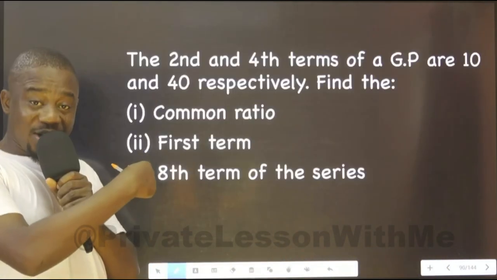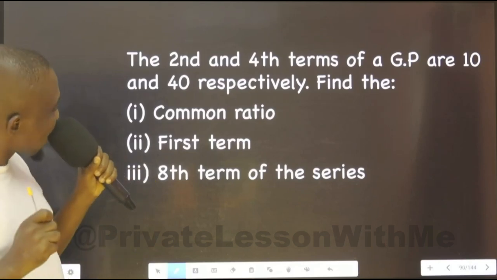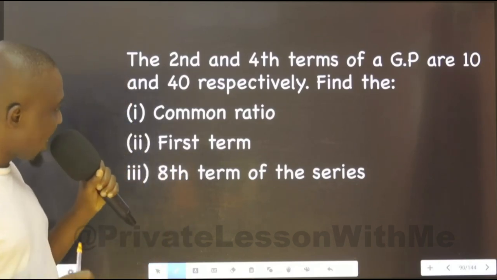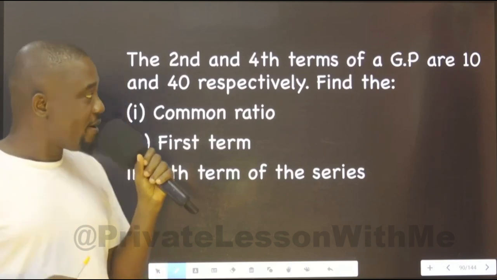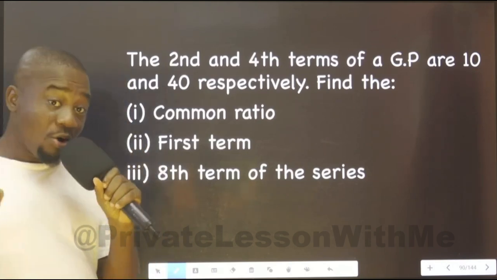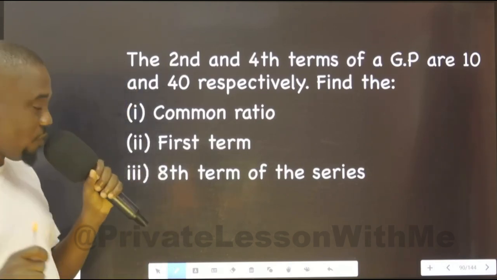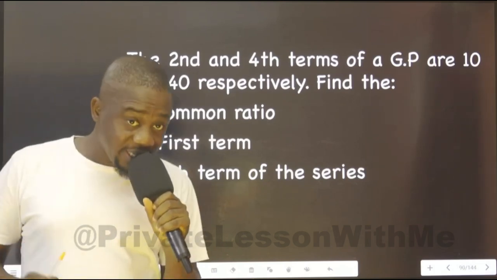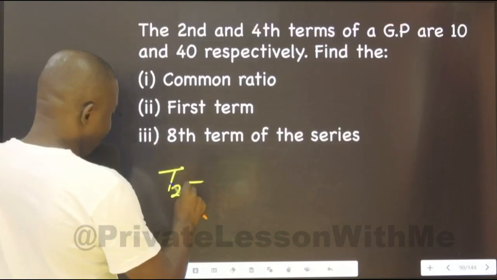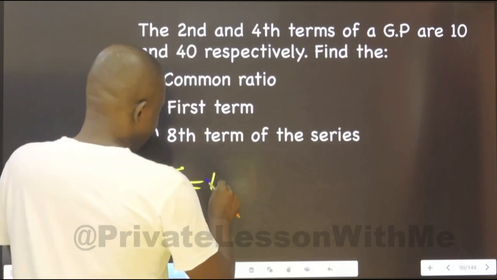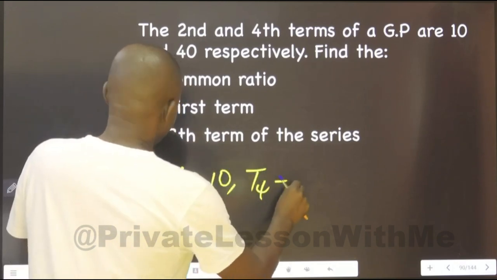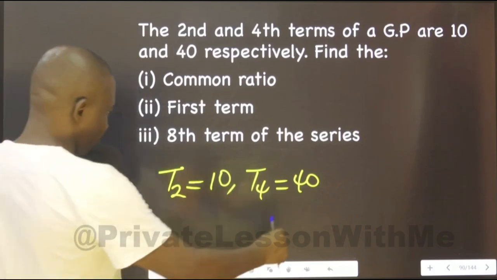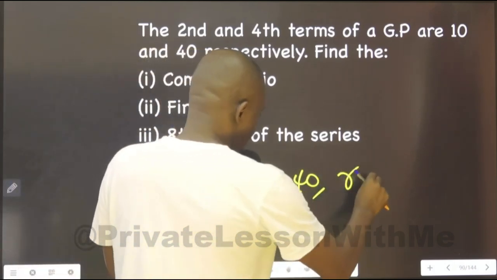Okay? Now let's look at this. It says the second and the fourth term of a GP are 10 and 40 respectively. Find the 1, common ratio, 2, first term, 3, eighth term of the series. The second term of a GP is 10. The fourth is 40. Okay? Find the common ratio. We don't know r.